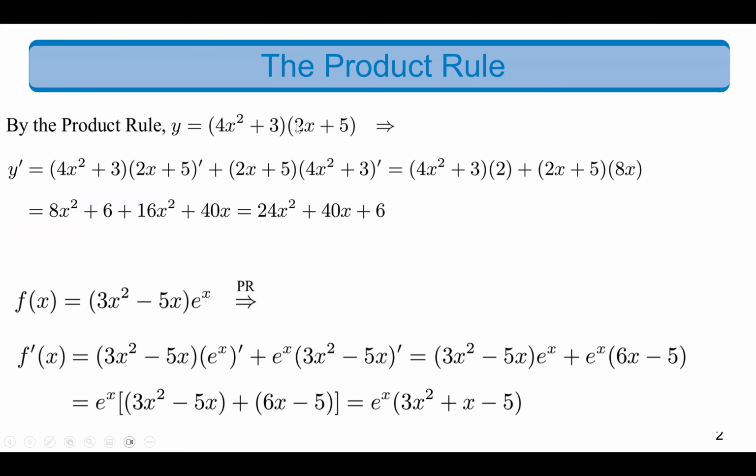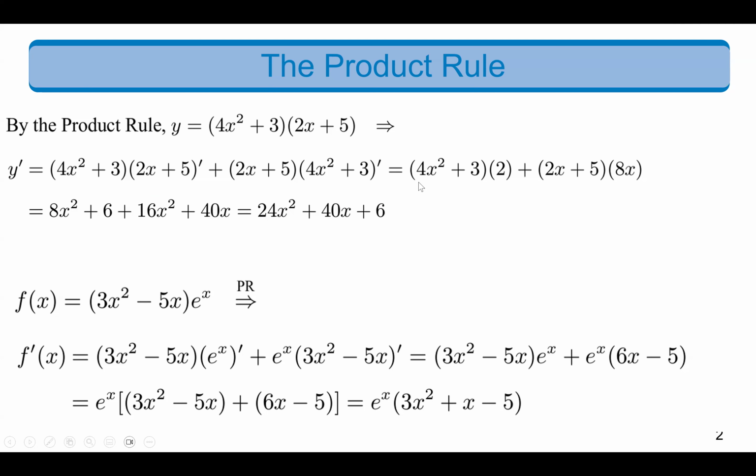So the product rule here will be (4x squared plus 3) times the derivative of (2x plus 5), plus (2x plus 5) times the derivative of (4x squared plus 3). So the derivative of 2x plus 5 will give us 2 times (4x squared plus 3). Then the derivative of 4x squared plus 3 will give us 8x times (2x plus 5).